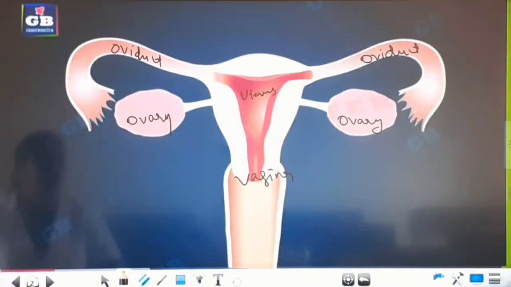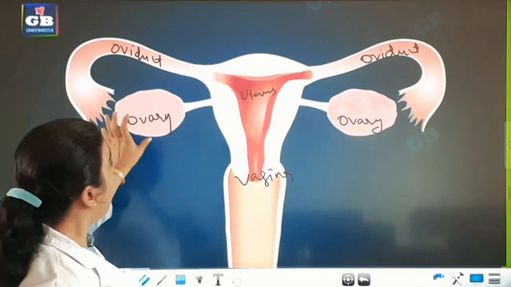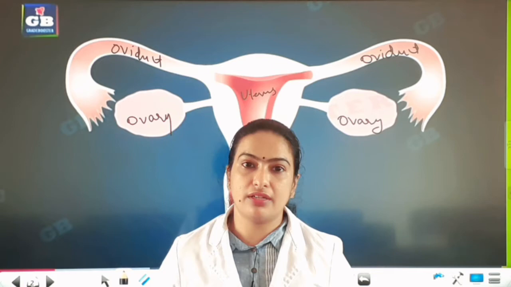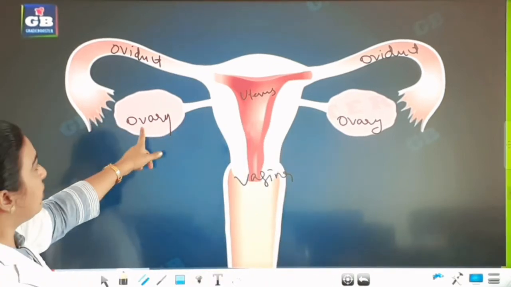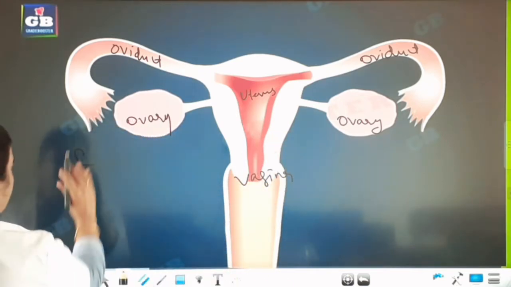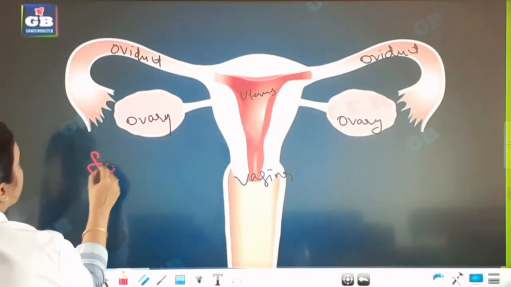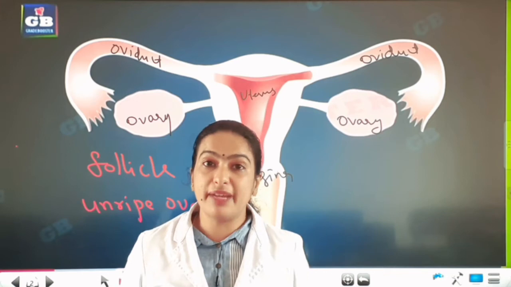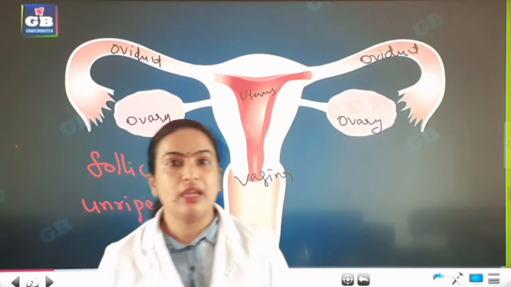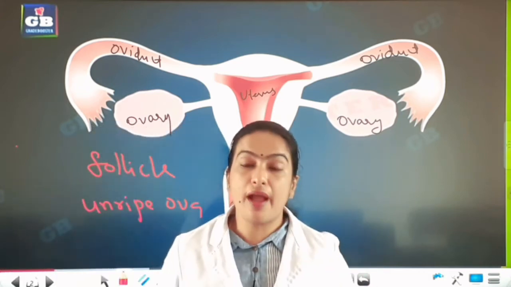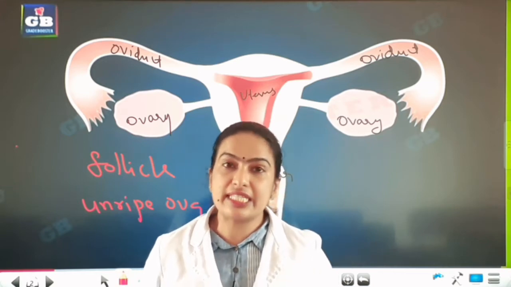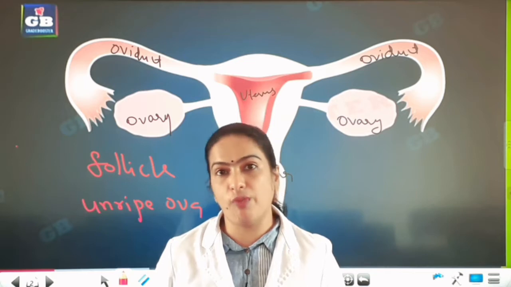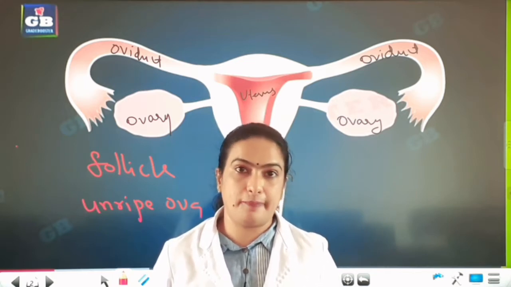So I will show you the picture once more. These are the ovaries. From birth onwards, a girl child has thousands of immature ova or follicles in her ovaries. I'll show you the follicles or unripe ova. Both the ovaries have immature ova from birth onwards, and at puberty the follicles start to mature and get released from the ovary once in every month, and that is known as ovulation. The process of releasing a mature ovum from the ovary is called ovulation. That I will teach you later.